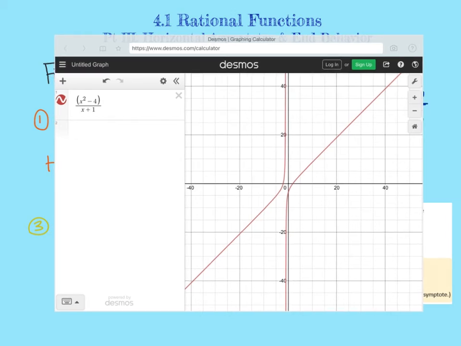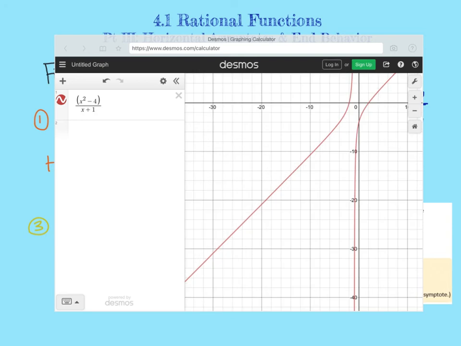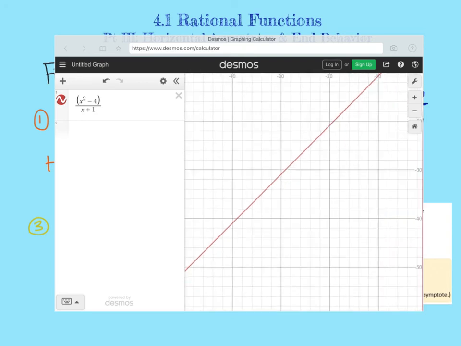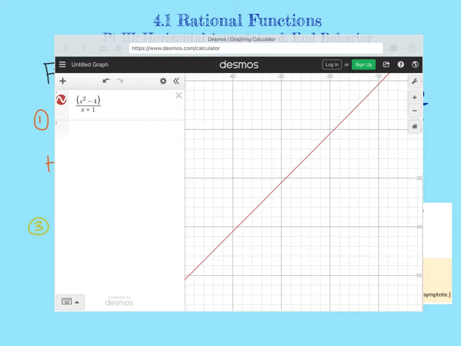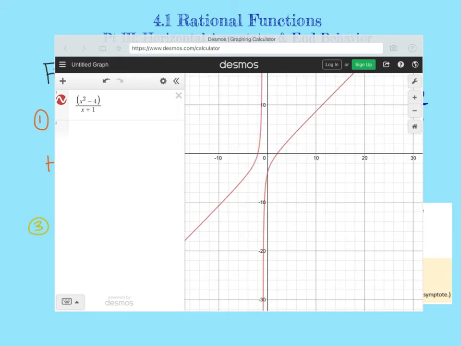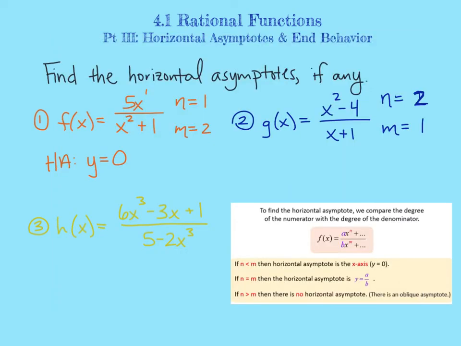Now, if we look all the way to the left, we can see that our graph is also not bounded by a horizontal line, and instead it's bounded by a slanted line instead. So we actually do not have any horizontal asymptotes with this graph.